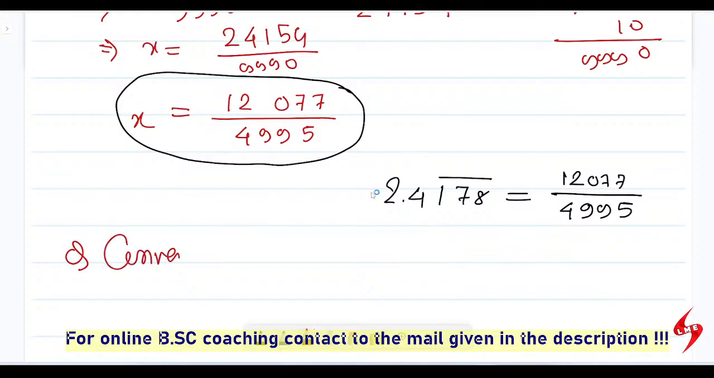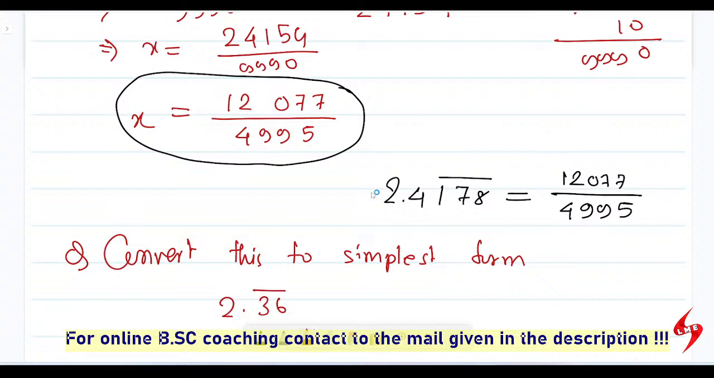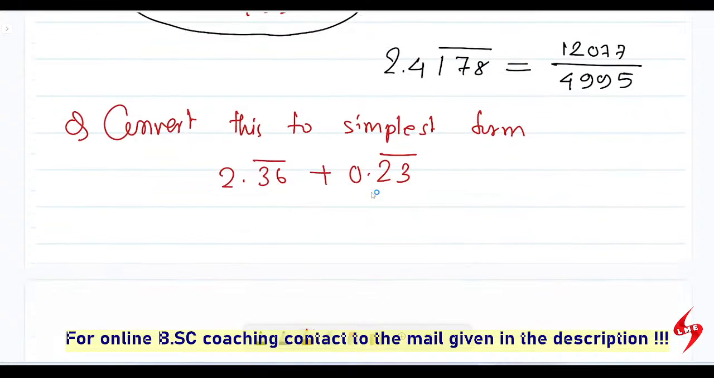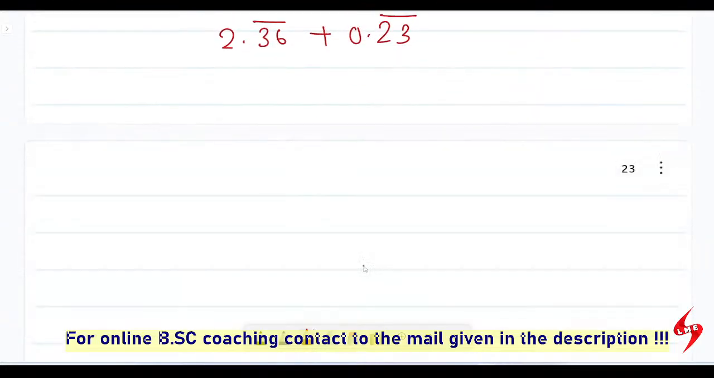Convert this to simplest form, that is 2.36 bar plus 0.23 bar. Okay, so sum.